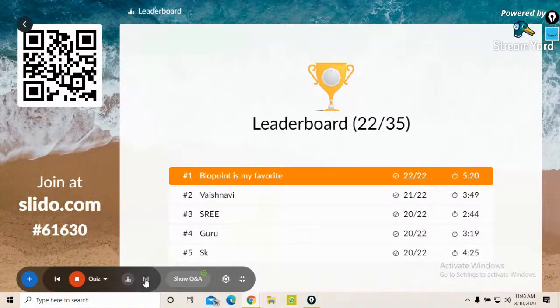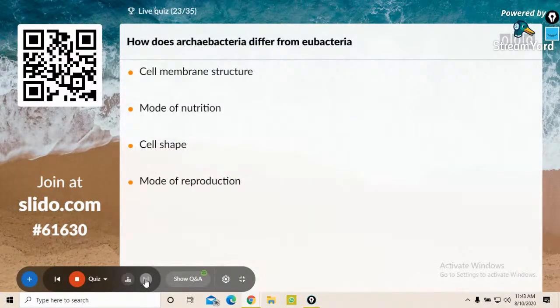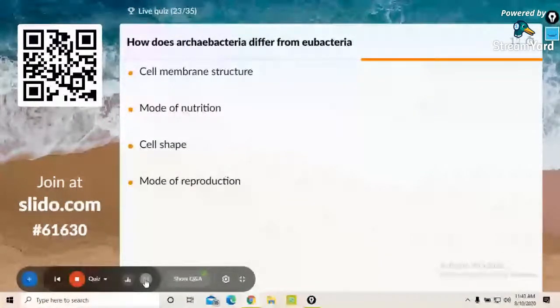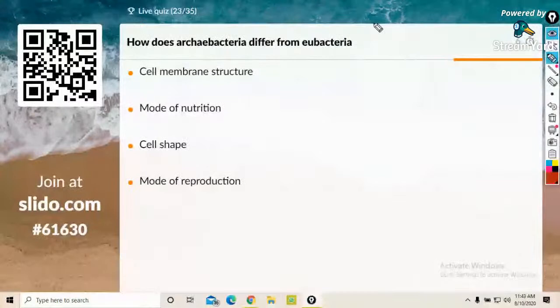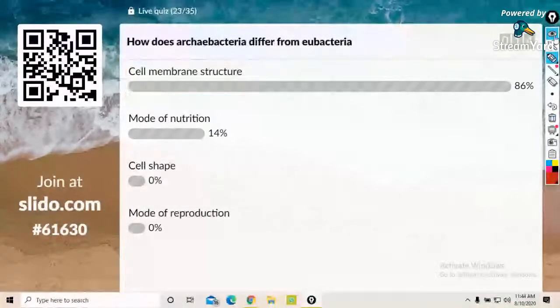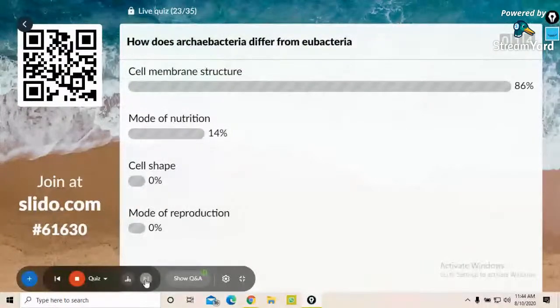Next question, 23rd question on the screen. Easy question again. How does Archaebacteria differ from eubacteria? Cell membrane structure, mode of nutrition, cell shape, or mode of reproduction. This question is there in your NCERT. Let's see the majority answer. Yes, absolutely, the correct answer is cell membrane structure. Option A is the correct answer. 24th question on the screen.